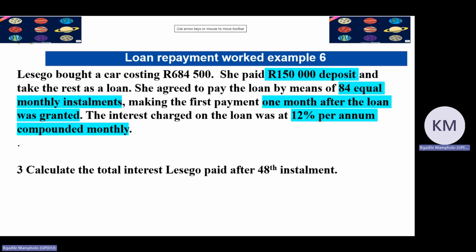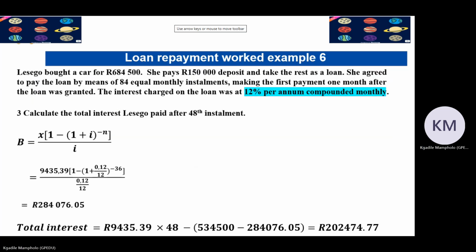But remember, I told you that when you calculate the total interest in the middle, we need to consider the outstanding balance. So calculate the total interest Lesotho paid after the 48th installment. First we have to calculate the outstanding balance after the 48th installment. As I said, for the outstanding balance you use the present value formula, but n will be the time remaining.